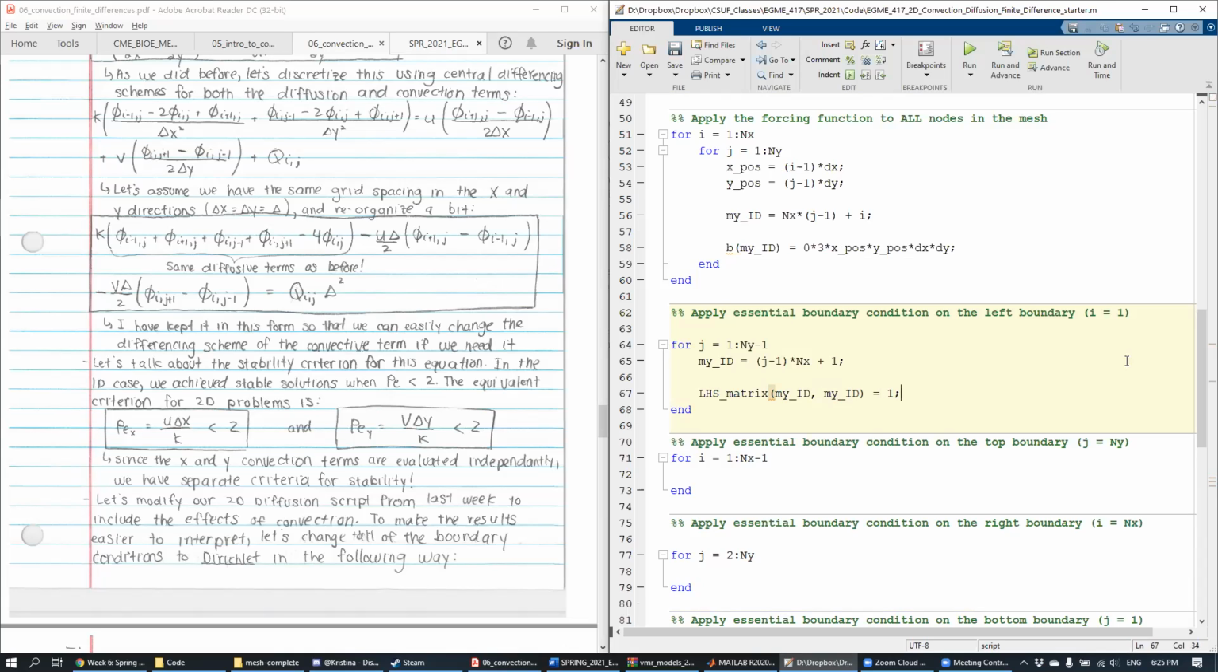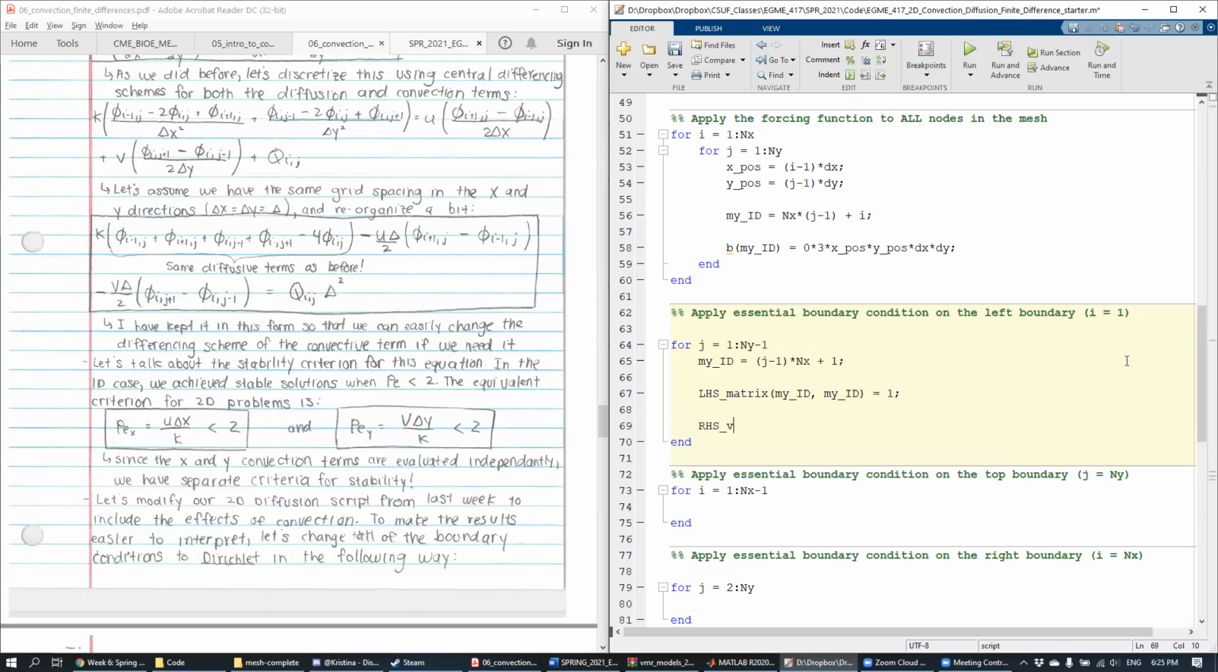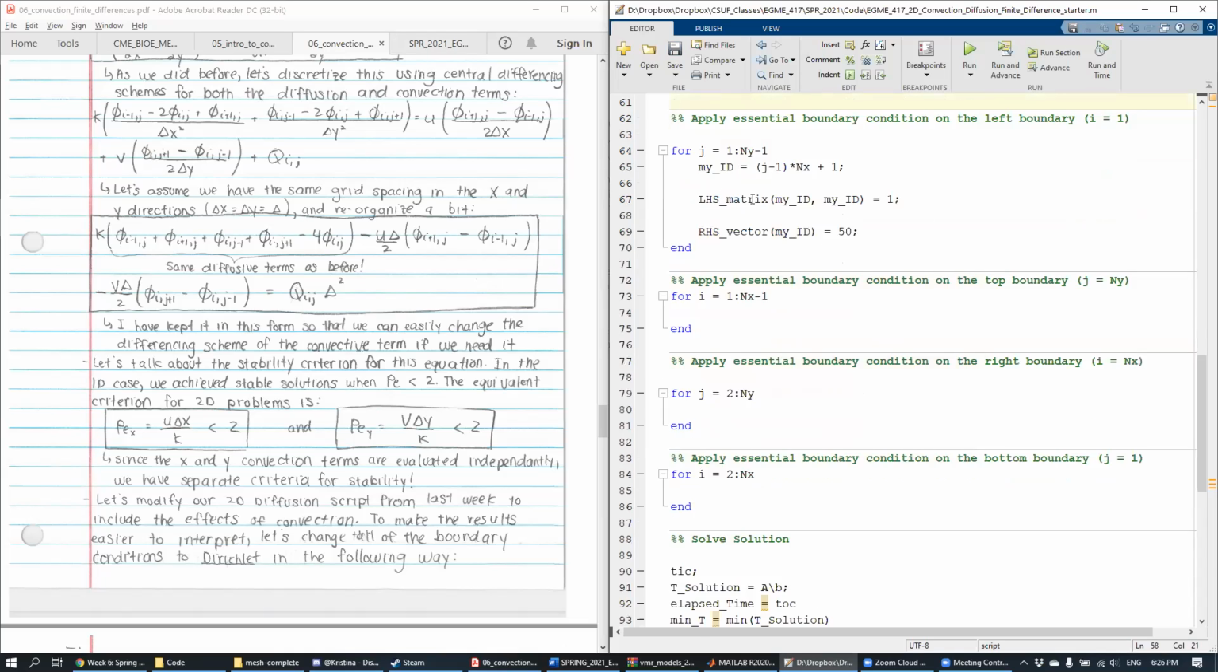In this case, we do want to overwrite what was there, so we make the diagonal entry 1. Actually, let me comment this code out since we don't need it. Then for the right-hand side vector at that row, we're going to apply the Dirichlet value, so this can be 50. To make sure that our code runs, you can also comment out the lines according to the forcing function, because this one has b right here, and this should be the right-hand side vector. That's our first boundary condition.